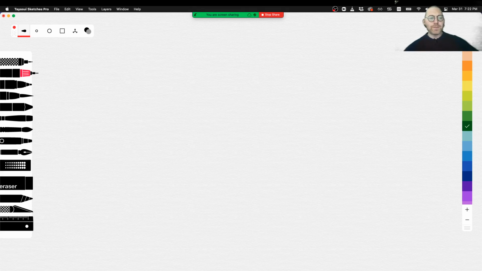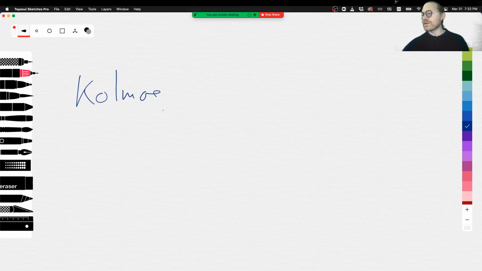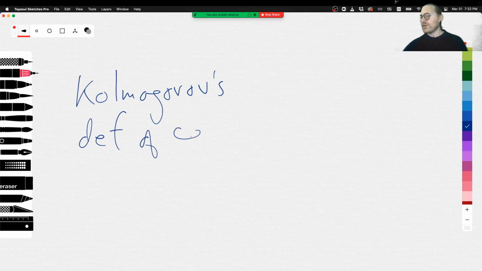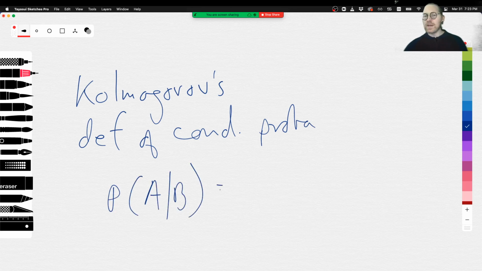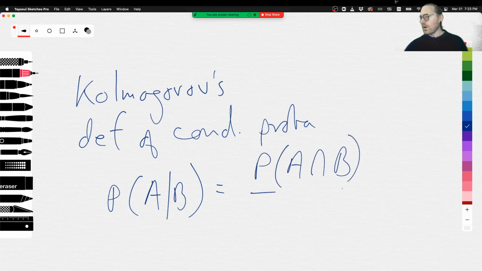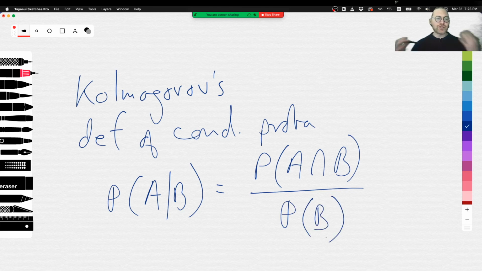So something that comes out of this, the emergent property that we're looking at, is what we refer to as Kolmogorov's definition of conditional probability, which is simply this: the probability of A given B being the probability of the intersection of A with B over the probability of B. So that's kind of our starting point.